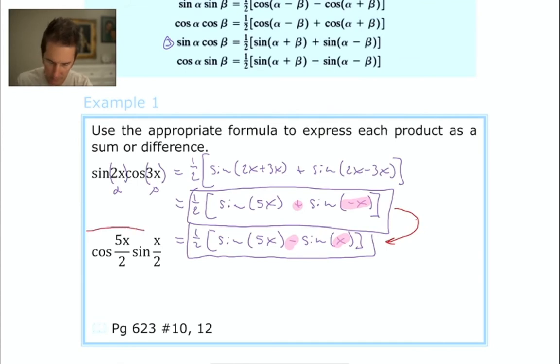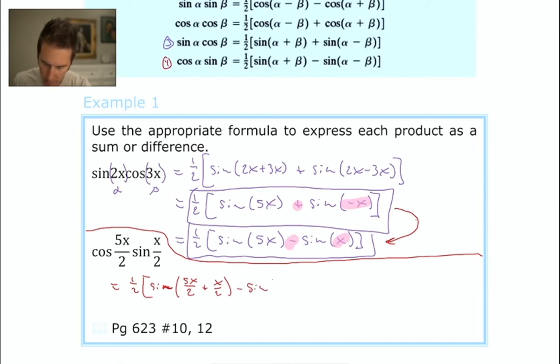I will switch colors. Let's do this next one in red. Block that off. And so this is cosine sine. We said it's number 4. And so we have 1/2 times, and let's expedite this process a little bit. Let's do the arithmetic. So alpha plus beta is going to give us 6x over 2. That's the sine. Oh, I'm a big fan of showing all my work. I can't do it. I've got to write it all out. We've got 5x over 2 plus x over 2 minus the sine of 5x over 2 minus x over 2. Close with this big square bracket.